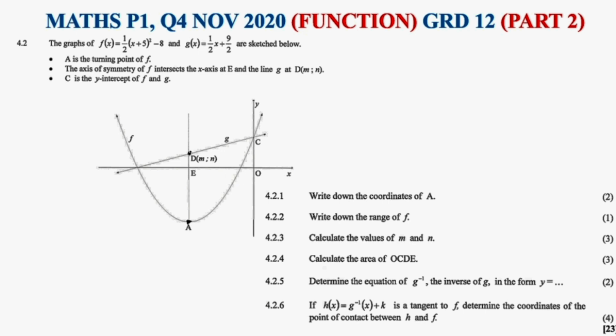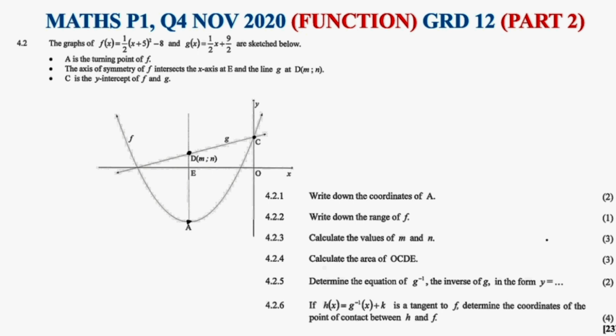It looks like this is the y-intercept of g, but we'll see. Is it the y-intercept of both? No, it's not the y-intercept of that one. Rather, here is the y-intercept of the straight line, at C. That's the line of symmetry there. All right, so now let's go ahead and deal with question 4.1 up until 4.2.6.